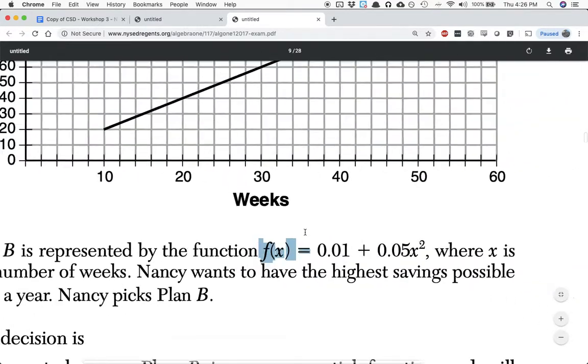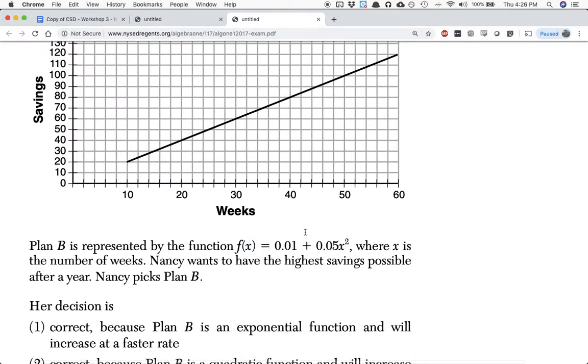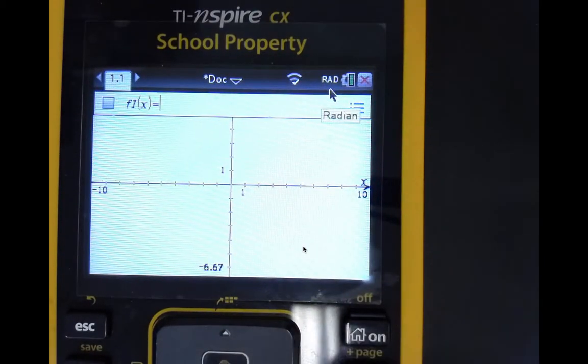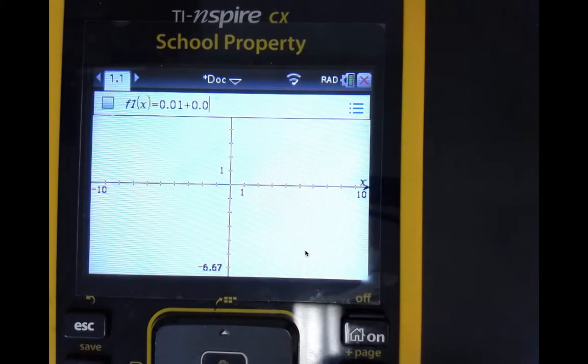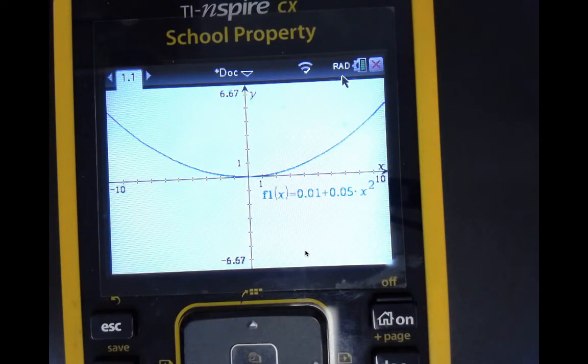So you see f of x equals. That should tell you to graph it in your calculator. So let's graph it in the calculator. 0.01 plus 0.05 x squared. Hit enter over here. Okay.